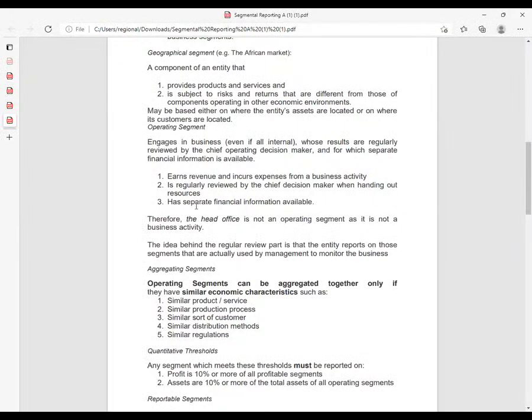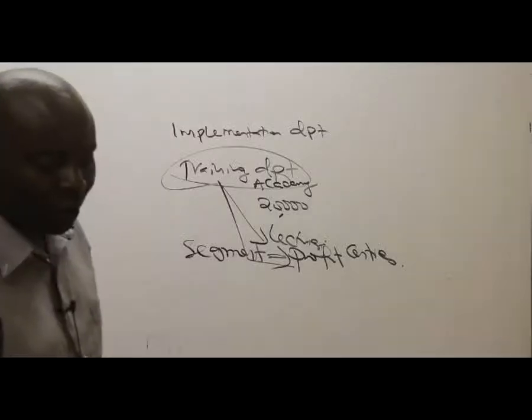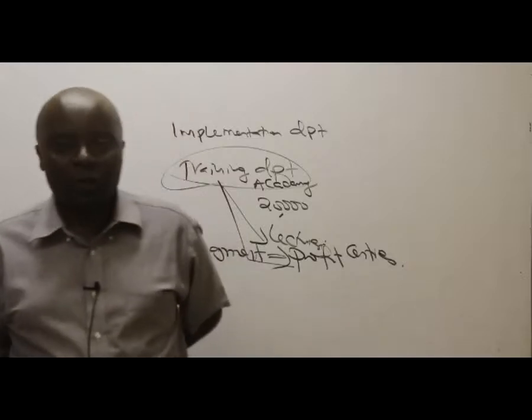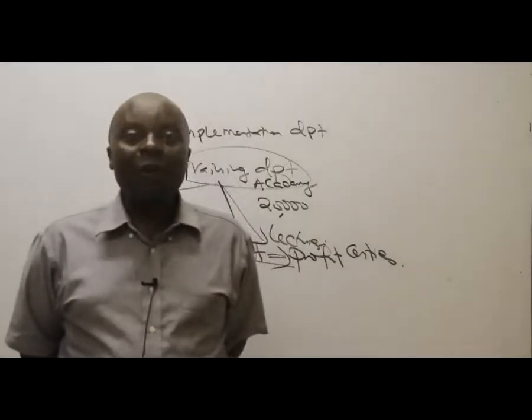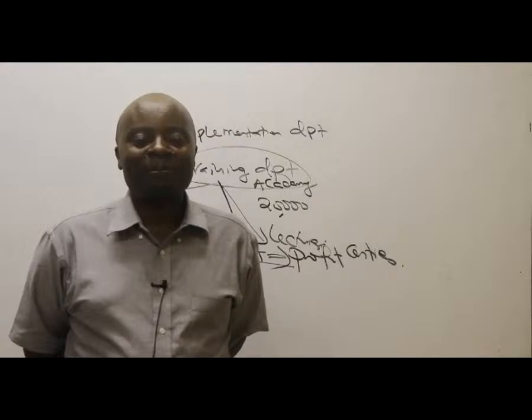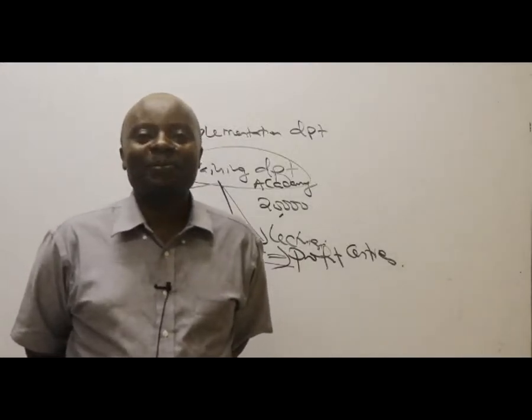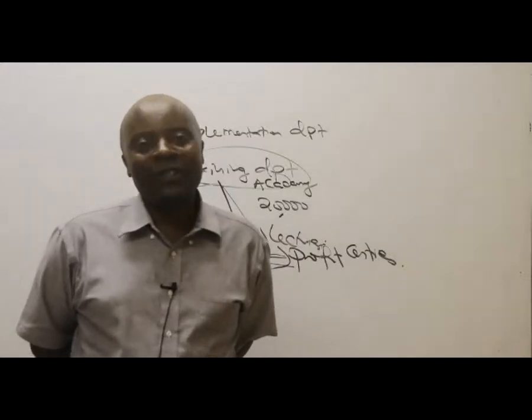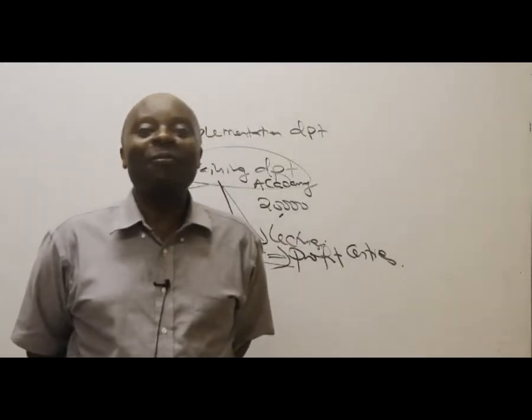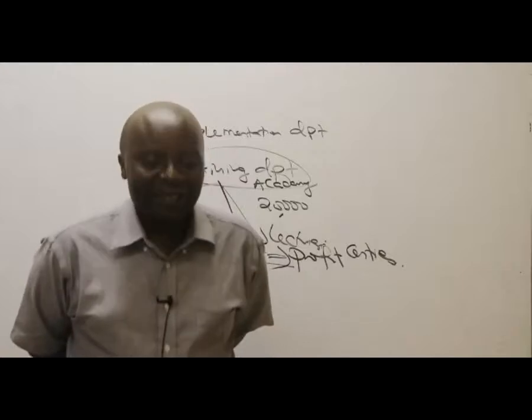So therefore, the head office cannot be an operating segment. Can somebody tell me why? Why do you think we can't have the head office of an organization being an operating segment? Why can't we have the headquarters, the head office of these organizations, being an operating segment? Somebody talk to me.